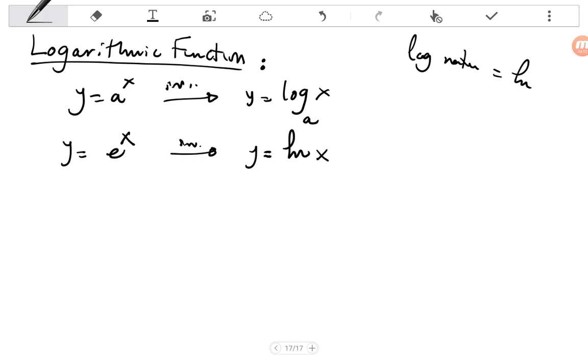So what is ln x? It is the inverse function of e power x. So what is meant by a log? For example, we know that 2 power 3 is equal to 8. So what is a log? A log is always the exponent.